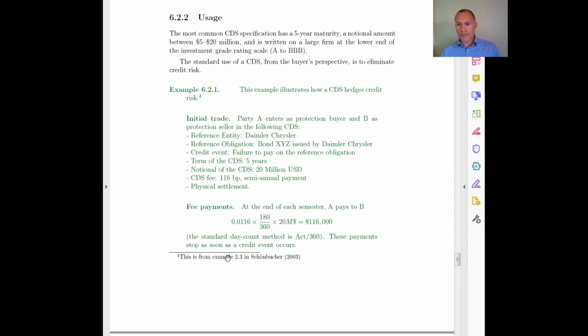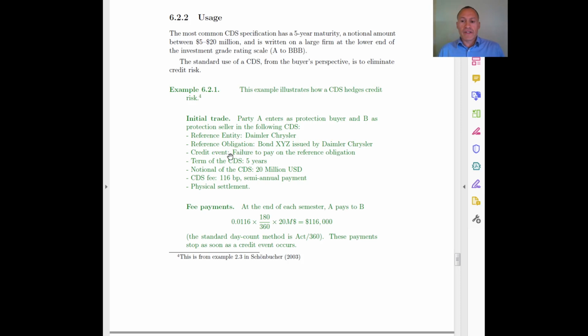All right, so here is an example of how this is typically used. So let's see how we can use the CDS to hedge credit risk. So the initial trade is we have party A, that is the protection buyer, and B, that is the protection seller in the following CDS. The reference entity is a company, Daimler Chrysler in this case. There is a specific obligation issued by Daimler Chrysler that is specified in the contract. Let's call this bond XYZ.